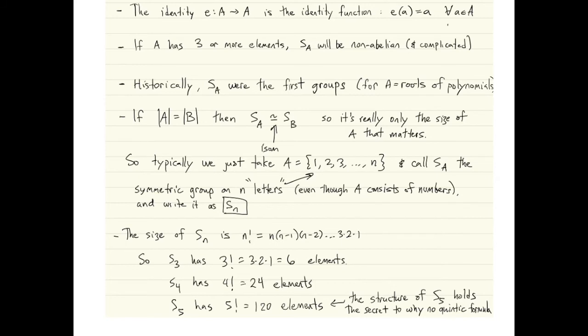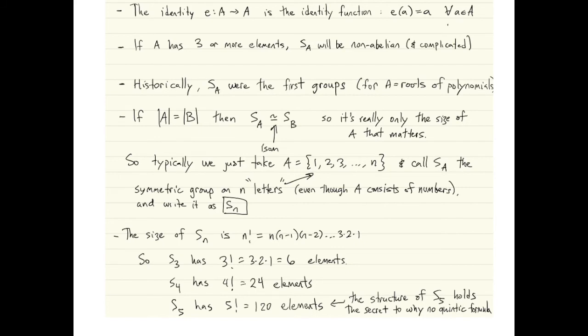Okay, so typically we just take A to be the finite set. Well, when A is a finite set, we take A to be the set 1, 2, 3, 4, all the way up to n, and call S of A the symmetric group on n letters. Now we typically say letters even though these are actually numbers. And then instead of writing S of A, we'll write S of n for whatever the number n is. Like n could be 4, and then we'll write S of 4.